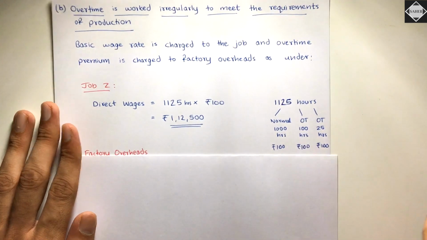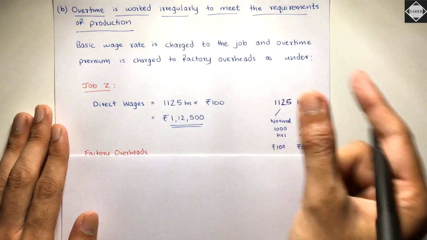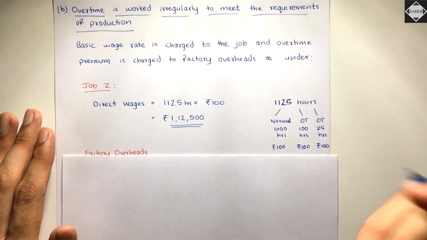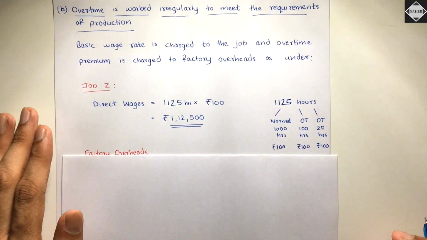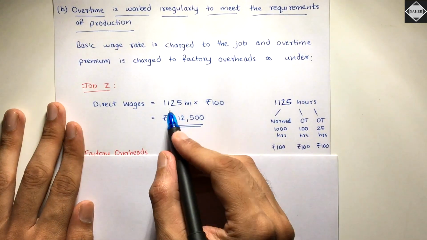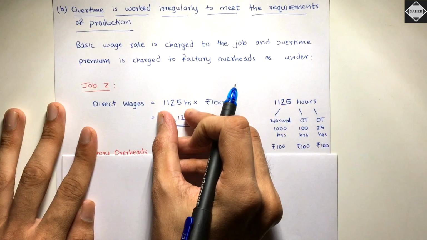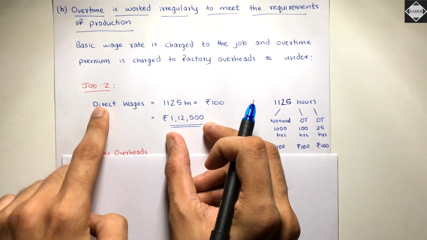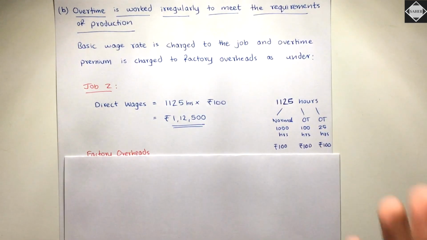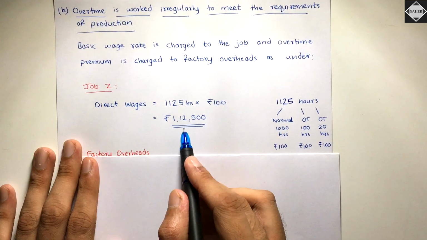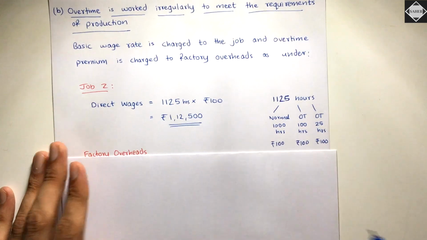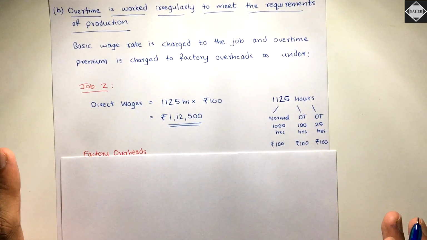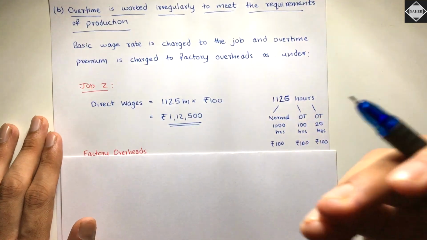I just explained to you in the calculator: 225 minus 100, 175 minus 100. I was removing the normal element to calculate overtime premium. So that's why I took this 1125 and multiplied with 100. I got this amount. This will go to the direct wages. In the cost sheet of job Z, direct wages will be 1,12,500 rupees. Is it clear? Simple and straightforward. So you understood everything. Now coming to the overtime premium.